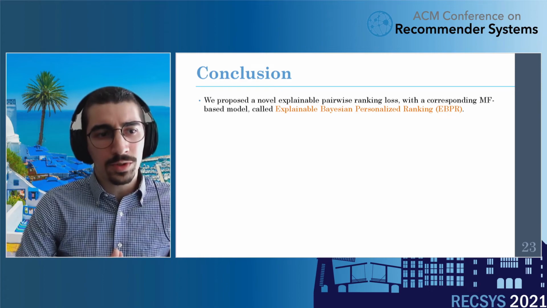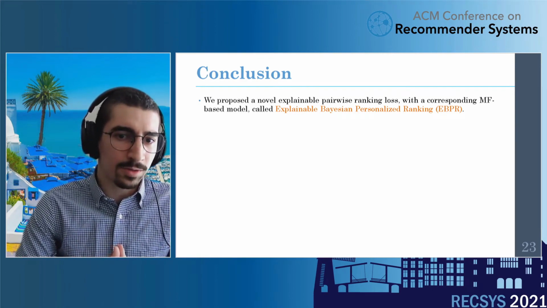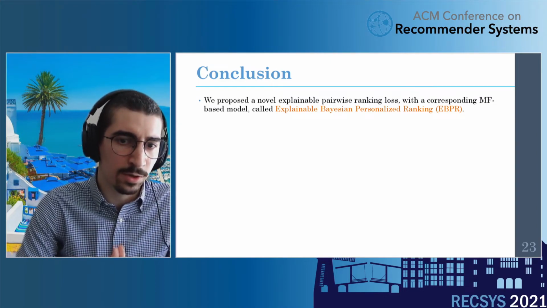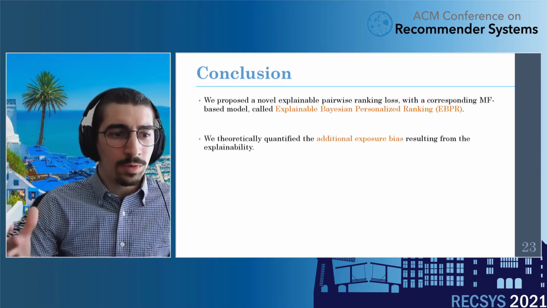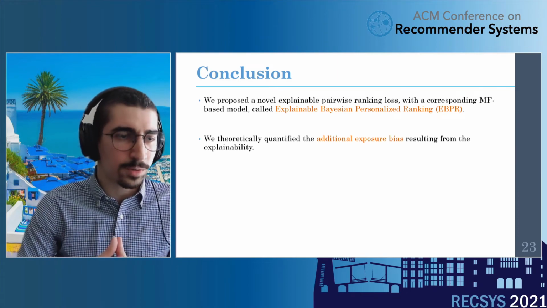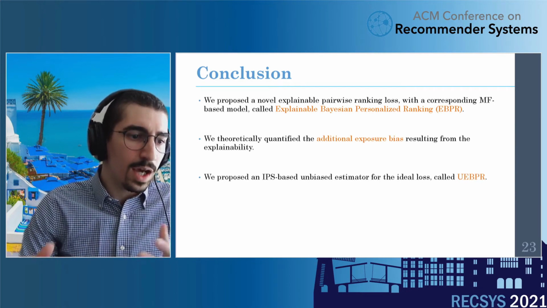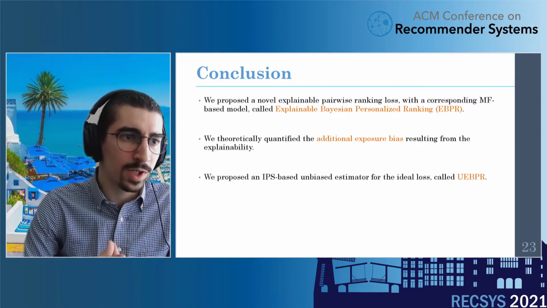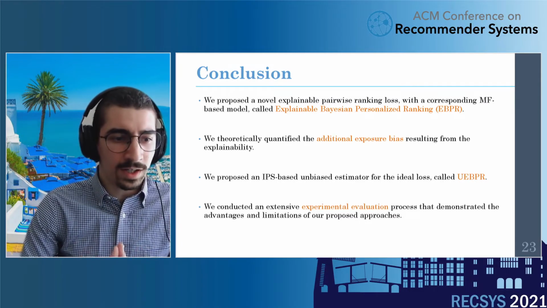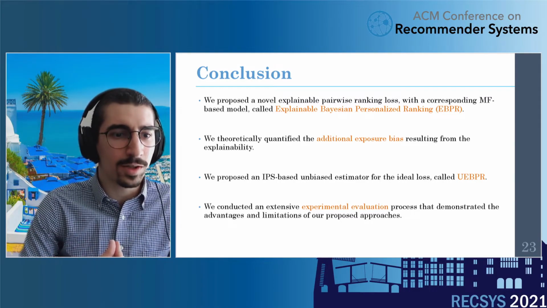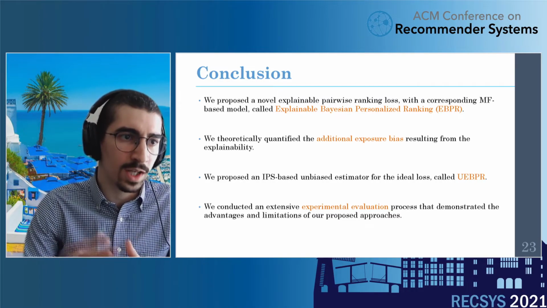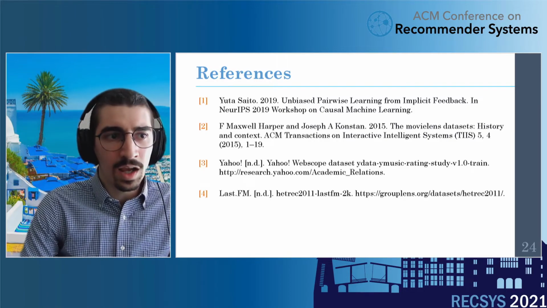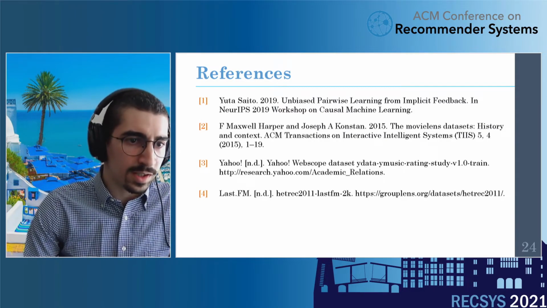To conclude, we proposed a novel explainable pairwise ranking loss with a corresponding MF-based model called Explainable Bayesian Personalized Ranking, or EBPR. We theoretically quantified the additional exposure bias coming from the explainability, and proposed an IPS-based unbiased estimator for the ideal loss. And finally, we conducted an extensive experimental evaluation process that demonstrated both the advantages and limitations of our proposed approaches. These are the references that we used in this presentation.